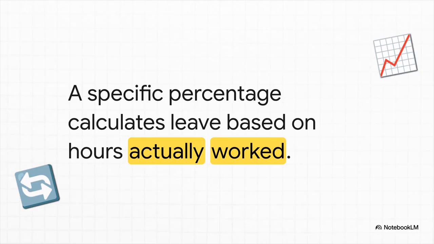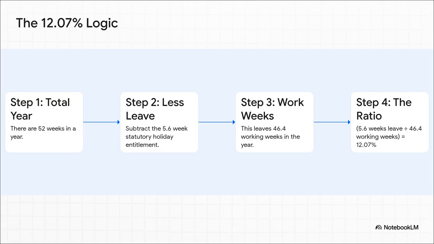Now for the one that can seem a bit tricky, irregular hours and 0-hours workers. For leave years starting on or after April 1st, 2024, your holiday is calculated using a very specific percentage of the hours you've actually worked. So where on earth does that percentage come from? It's not just pulled out of thin air, I promise. There's some simple logic to it.